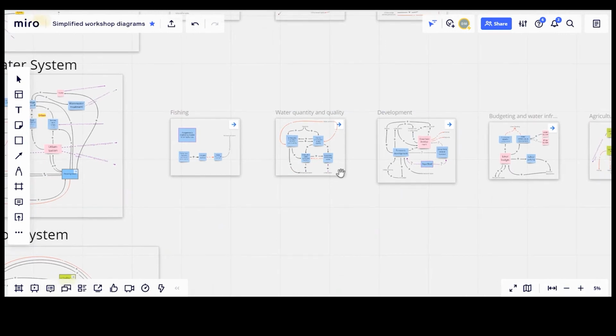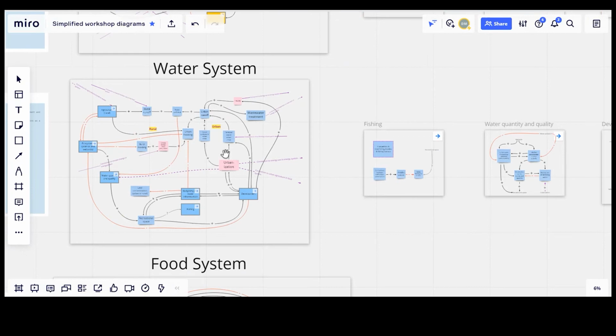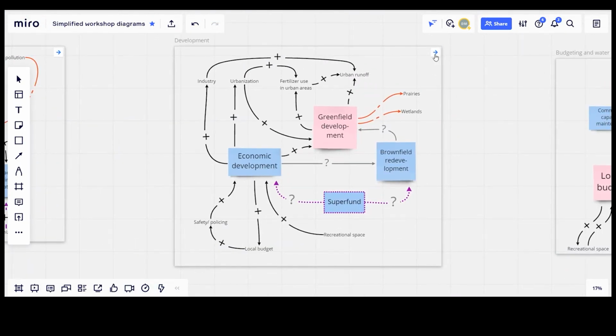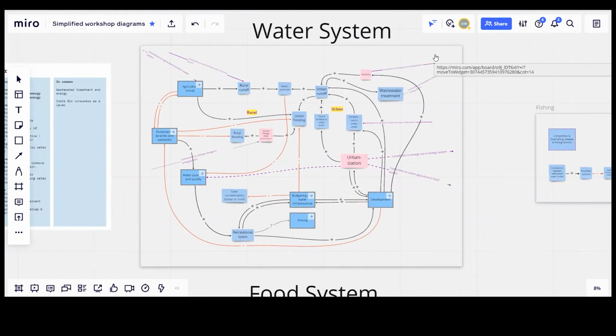Boxes with arrows represent variables that can be expanded into separate submodels. To see the submodel, click on the arrow and the view will zoom to the right. Click on the arrow within a subdiagram to zoom back to the main one.